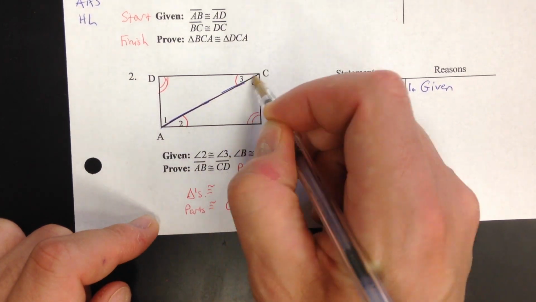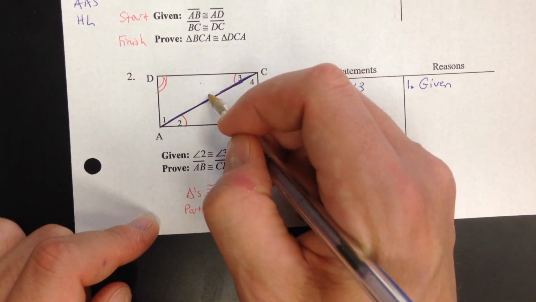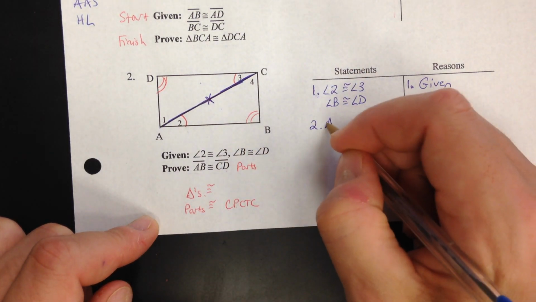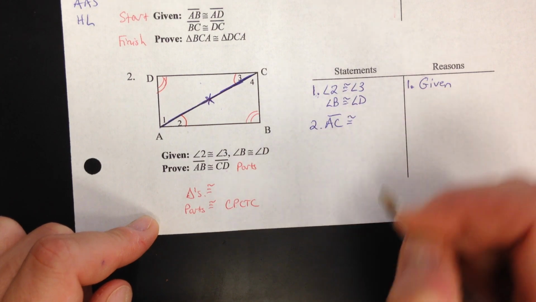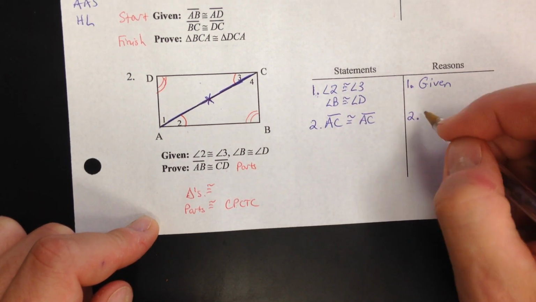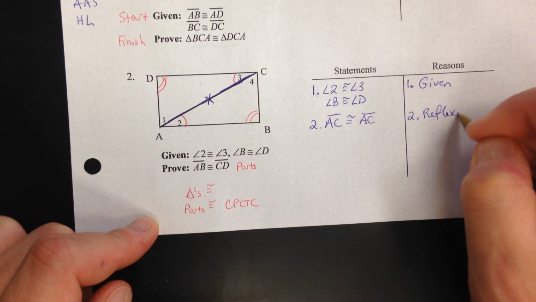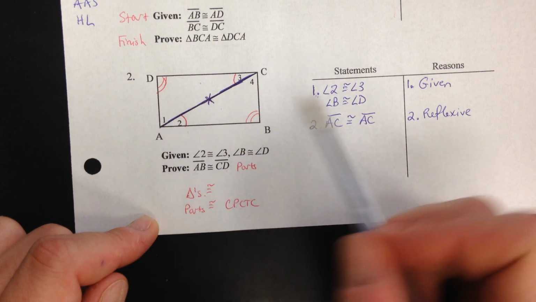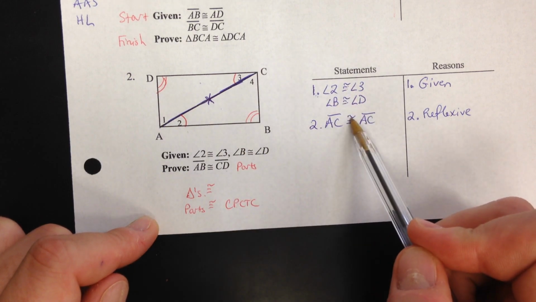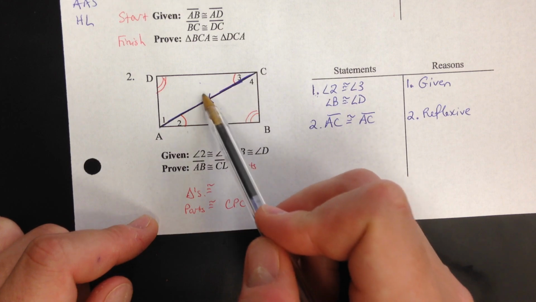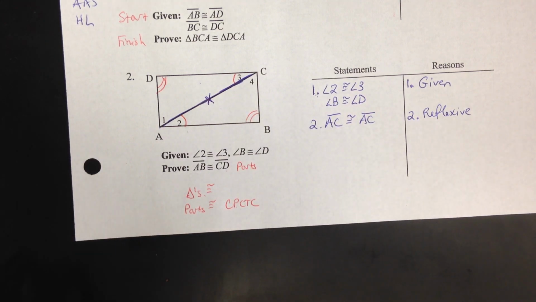We have this side in the middle here that both triangles share. That's a common side. So just like in the previous proof, segment AC is congruent to itself. And the reason is reflexive. You don't need to put property, you can just say reflexive. Now, I see 3 things that we've written into our proof, 3 congruences, and I see 3 in the picture in each triangle.